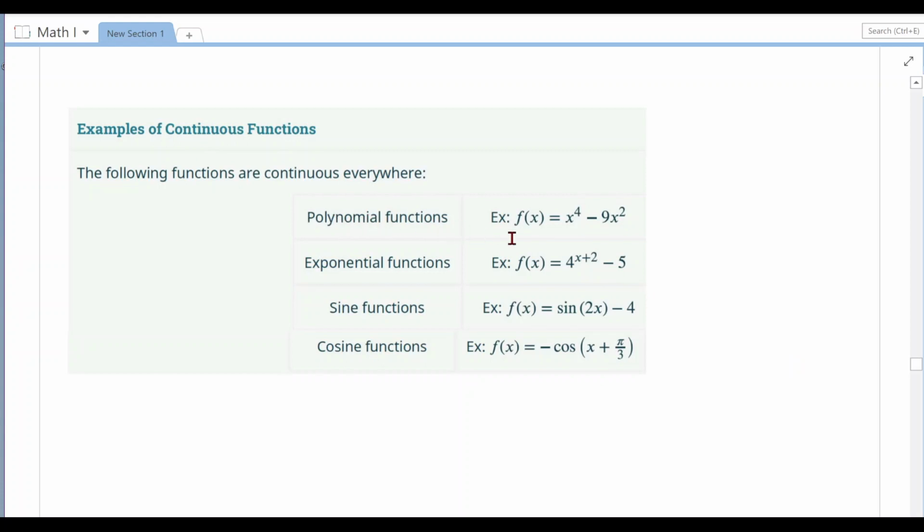These are a couple of examples of continuous functions. Number 1, a polynomial function such as x to the power of 4 minus x squared is always continuous. An exponential function is also continuous. For example, 4 raised to the power of x plus 2 minus 5 is continuous at all values of x. A sine function such as sine 2x minus 4 is also continuous at all values of x. A cosine function is also continuous at all values of x.